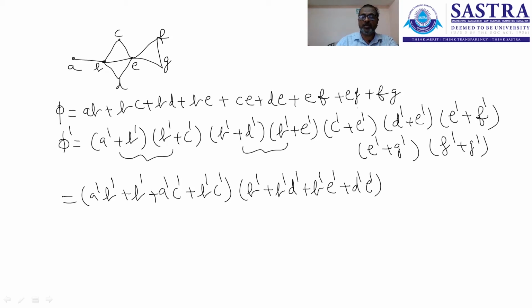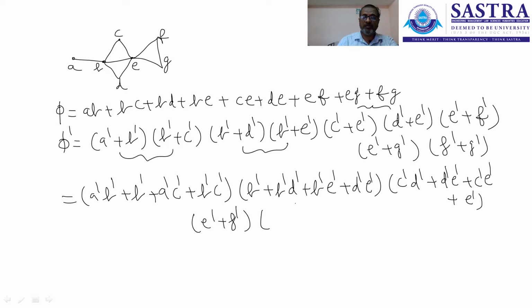Then I'll multiply these two. I'll have C dash D dash plus D dash E dash plus C dash E dash plus E dash. Then I'll retain this E dash F dash as such, and then I'll multiply these two. When I multiply these two, I'll have E dash G dash plus G dash F dash plus G dash.